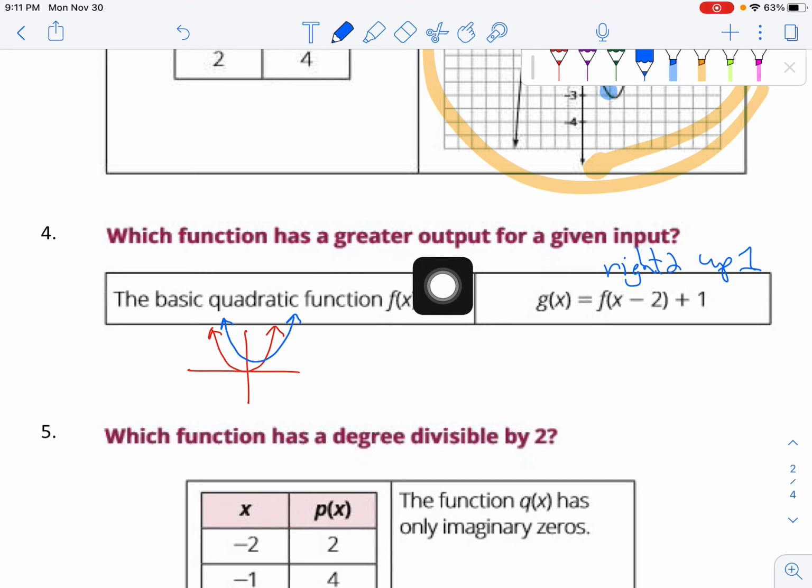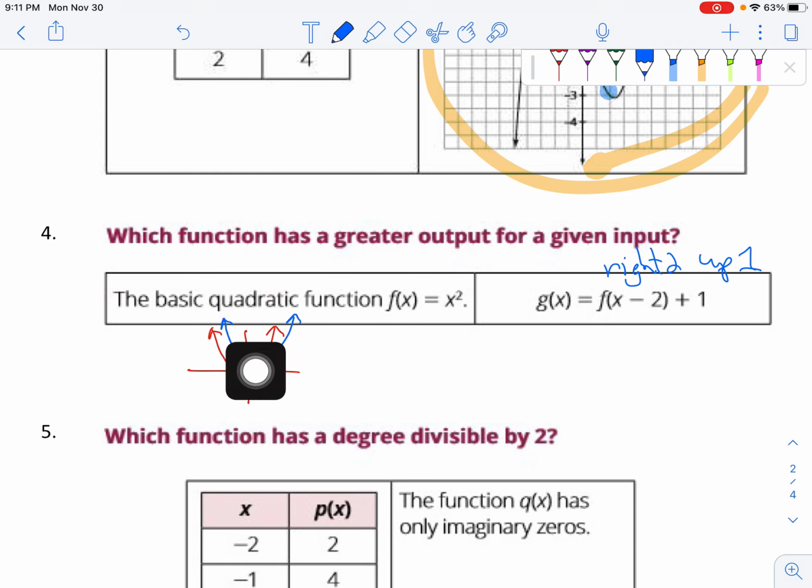And it asks which function has a greater output for a given input. Now, output are your function values, your y values. Your input are your x values. So if I go here and I say, okay, let me put in 0 for x. Well, it looks like that blue graph, right, the g of x graph, is greater than the f of x.